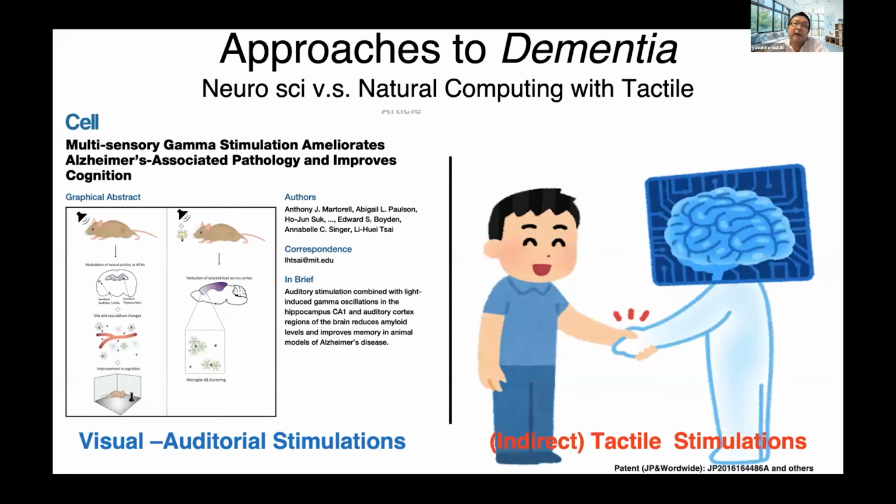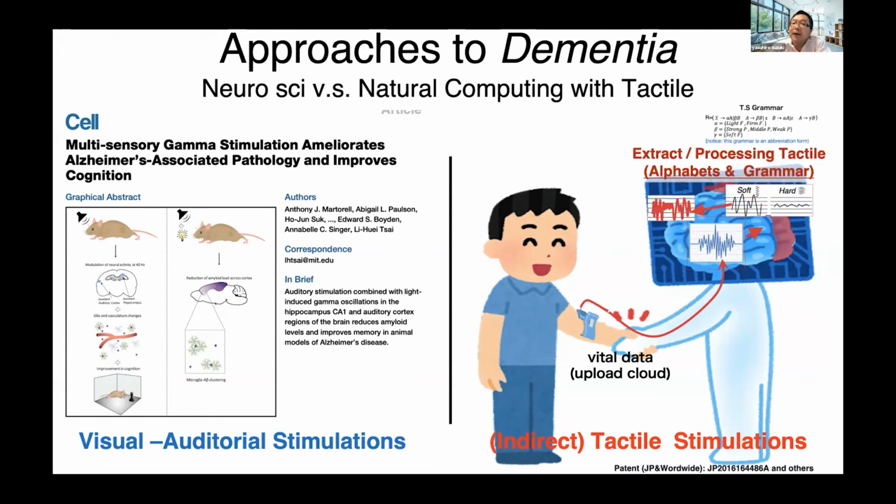So this is done by Professor Tsai at MIT. They use visual and auditory stimulation to treat dementia, including Alzheimer's disease or Parkinson's disease. We use an indirect tactile stimulation. We do not use visual stimulation. We use vital data uploaded to the cloud, and we analyze the vital data and synthesize, processing tactile stimulation by using grammar and alphabet, and send it back indirectly.